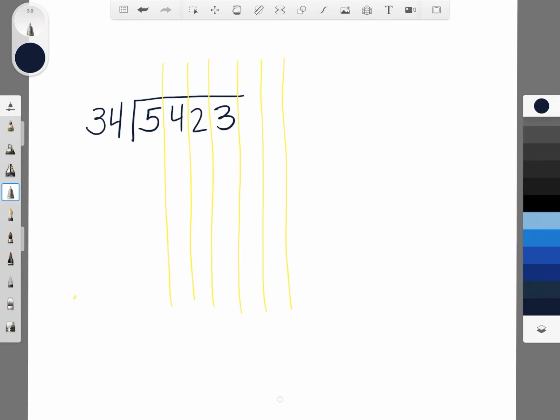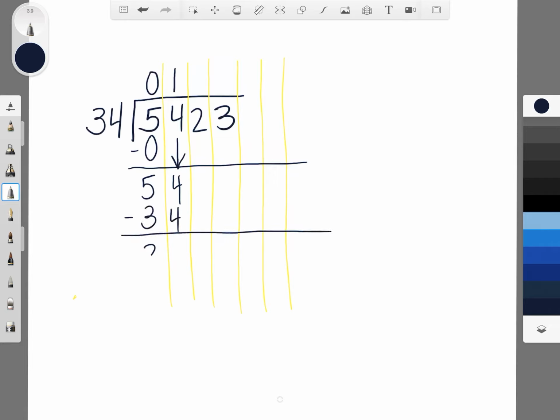Okay, let's start by taking 34 into 5. That won't go at all. 0 times 34 is 0. Subtract. Bring down the 4. 34 goes into 54 one time. And 1 times 34 is 34. Subtract. Bring down the 2.